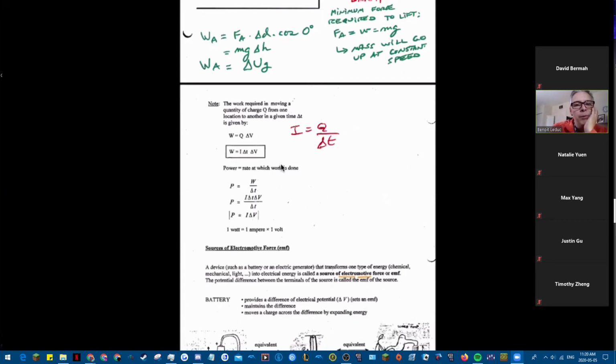Now remember, power is the rate at which work is done, so W over delta T. So if you put this equation here, delta T disappears, and you get this. So that's a very interesting equation. The power of an electrical source, or electrical load too, is equal to the current that goes through it times the voltage across it. Power is given in watts. So for electrical devices, 1 watt is equal to 1 amp times 1 volt.